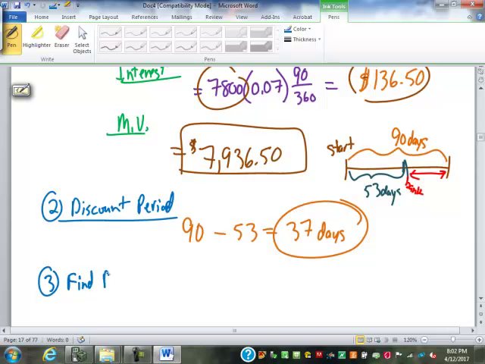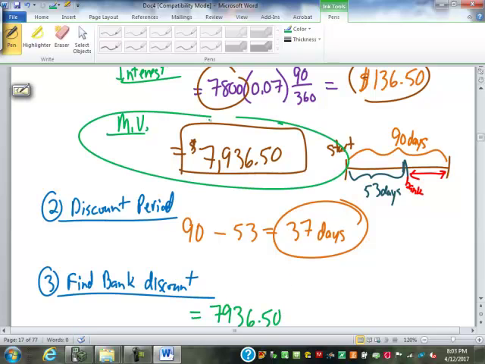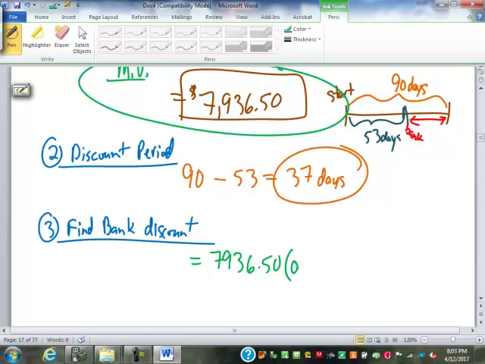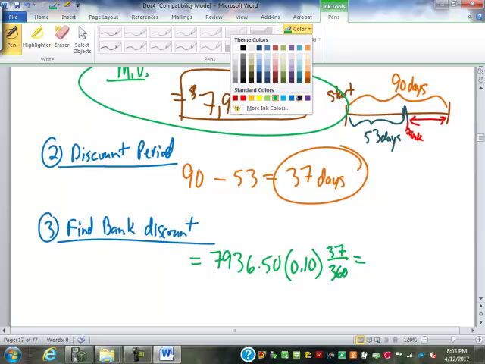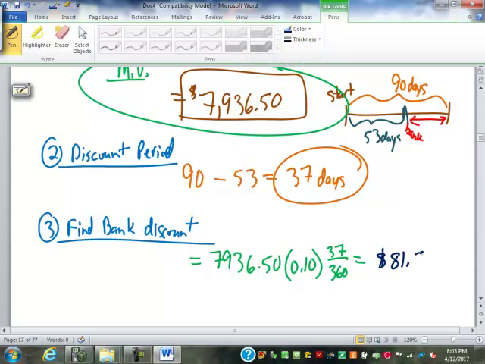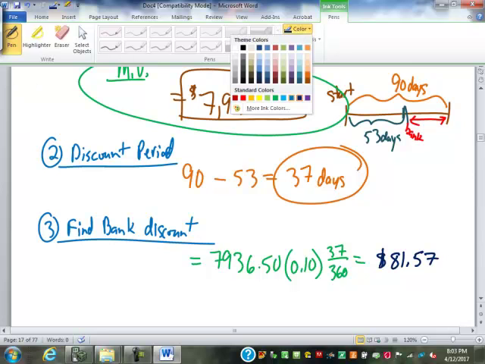Bank discount. Find the bank discount. What do I use for that? $7,936.50, which is the maturity value of the original note, times 0.10, which is the bank's discount rate, times 37 divided by 360. 37 over 360 gives us $81.57. That's the bank's discount.